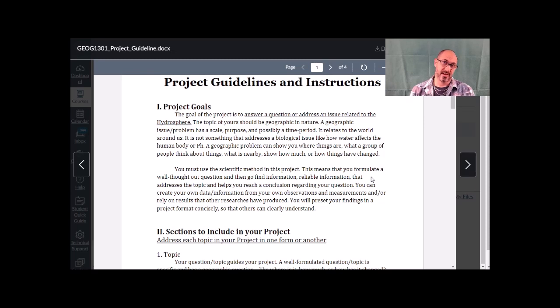Now, I can't stress this enough. This is not a presentation. This is just a project that you are delivering to me to grade. I know project and presentation both start with a P, but it is just a project. You will not be asked nor required to stand up in front of the class and present this. Cool? All right.